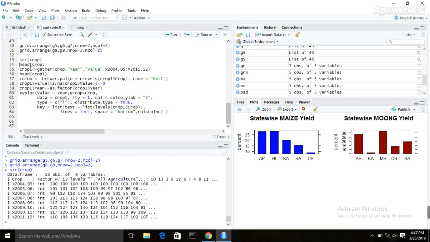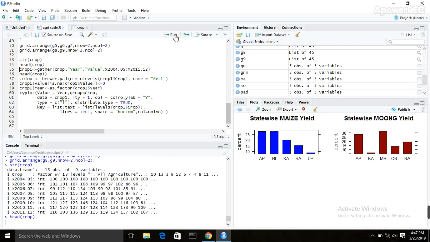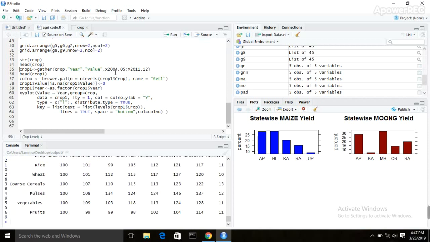Then I am going to show the structure of the crop varieties head, and I am going to do the process analysis called year-wise analysis. I am taking year and value for the crop varieties. So I am going to run that. While running, see in the console the crop varieties data set has been loaded, so it is available in our workspace history. Now I am going to run the year-wise crop yield.